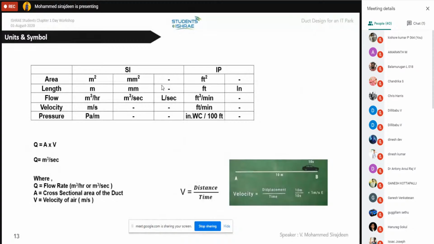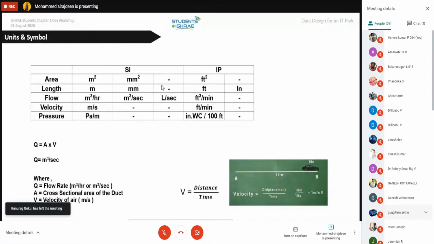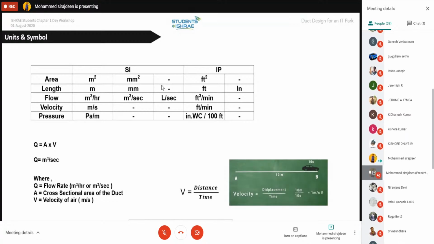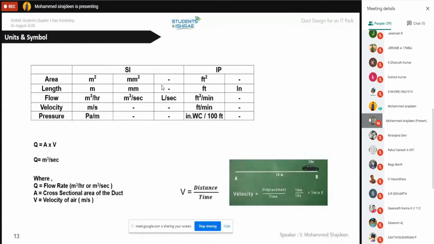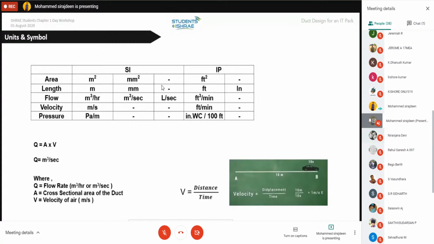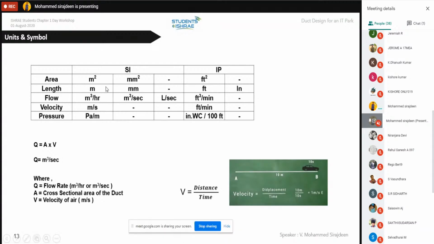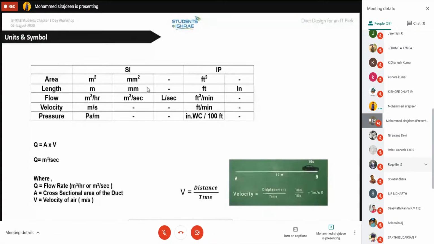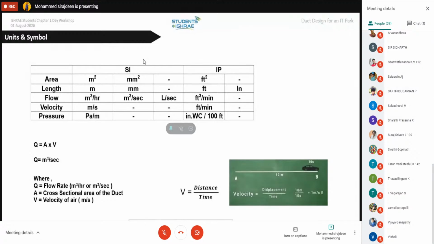Then units and symbols. You should know the difference between SI units and IP units. It is very important. We Indian people do drawings, design, heat load calculations and anything in SI, System International units. If we go abroad, like Bangladesh or some other country, they will use IP units, that is feet and inches. Also, generally local architects will use feet and inches only. But it is a good practice to adopt the SI unit system. So I request everyone to focus on both units, but give more priority to SI units.